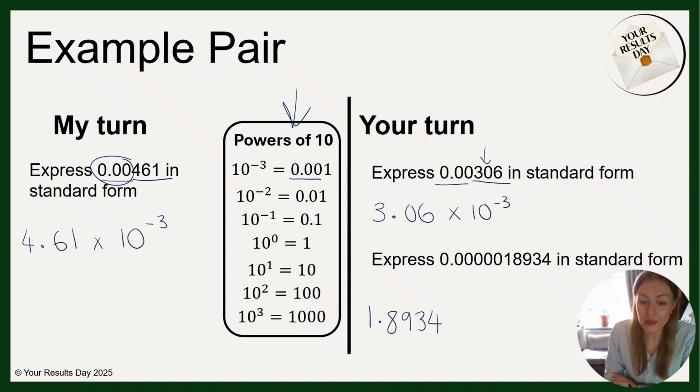For our next one, we've got 1.8934, so it's in correct standard form, times 10 to the power of, how many zeros have we got? 1, 2, 3, 4, 5, 6, to the power of negative 6.